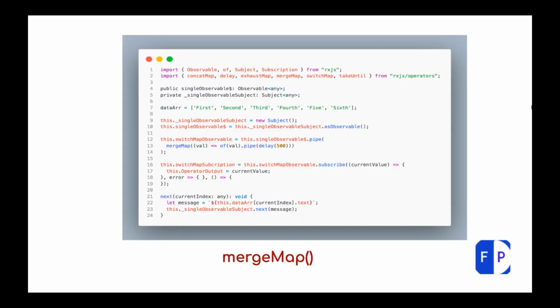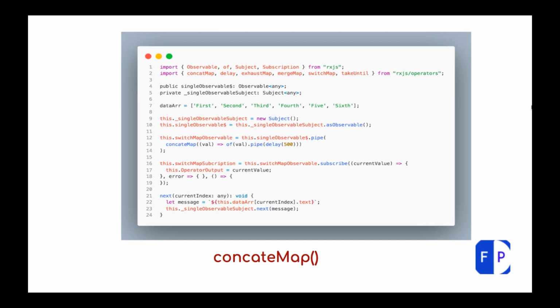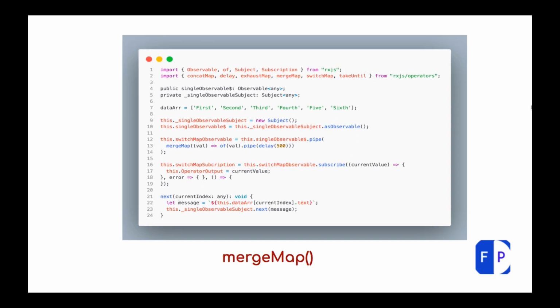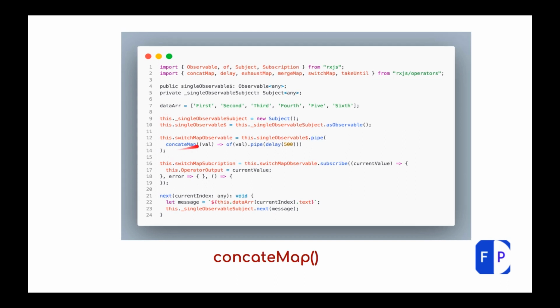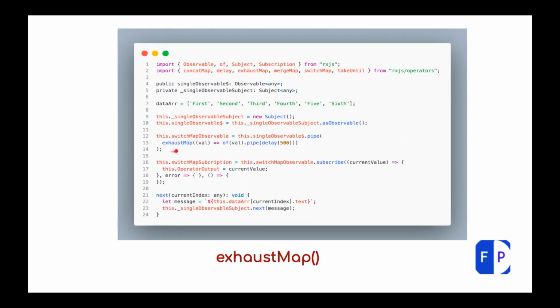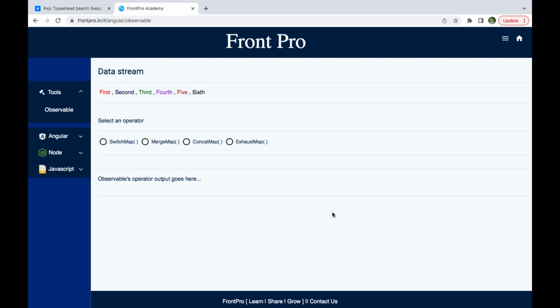Now for the remaining three higher order operators, mergeMap, concatMap and exhaustMap, I'll be a little quick because there is nothing much change. You can see all we have changed is the operator here and everything remains the same, with the mergeMap, for the concatMap and for the exhaustMap. Let's jump into the playground. I'll start explaining the output of all operators.